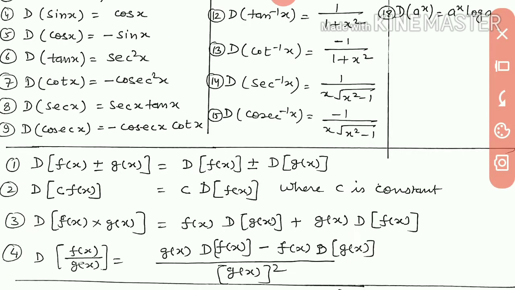Okay, look here, differential of f x plus minus g x will be equal to differential of f x plus minus differential of g x. And differential of c f x: the constant you can take outside, and you do the differential of f x. Here c is a constant. Differential of f x into g x will be equal to f x differential of g x plus g x differential of f x. And in the same way, differential of f x upon g x, you write g x differential of f x minus f x differential of g x upon g x whole square.